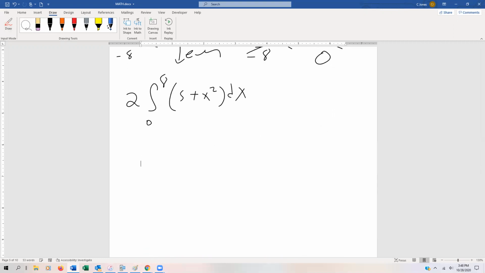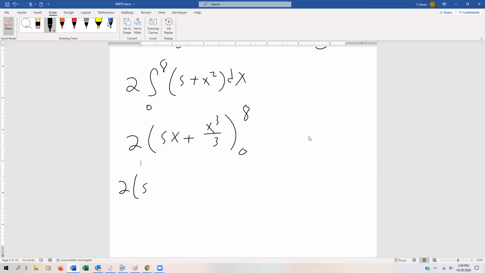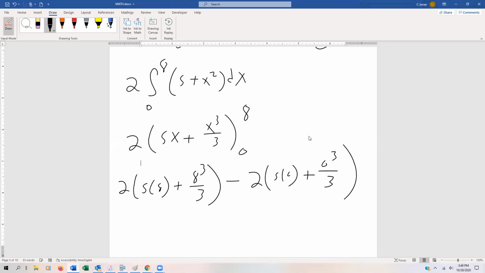All right. So we're just going to go ahead and integrate. So we're going to use antiderivative. So we have 2 times the quantity of 5x plus x cubed over 3 from 0 to 8. We're going to substitute 8. We're going to substitute 0. So this is going to be 2 times 5 times 8 plus 8 cubed over 3 minus 2 times 5 times 0 plus 0 cubed over 3. And what's really nice is, just like the previous example, we have a bunch of zeros. They just go away. And now we can just use our calculator.